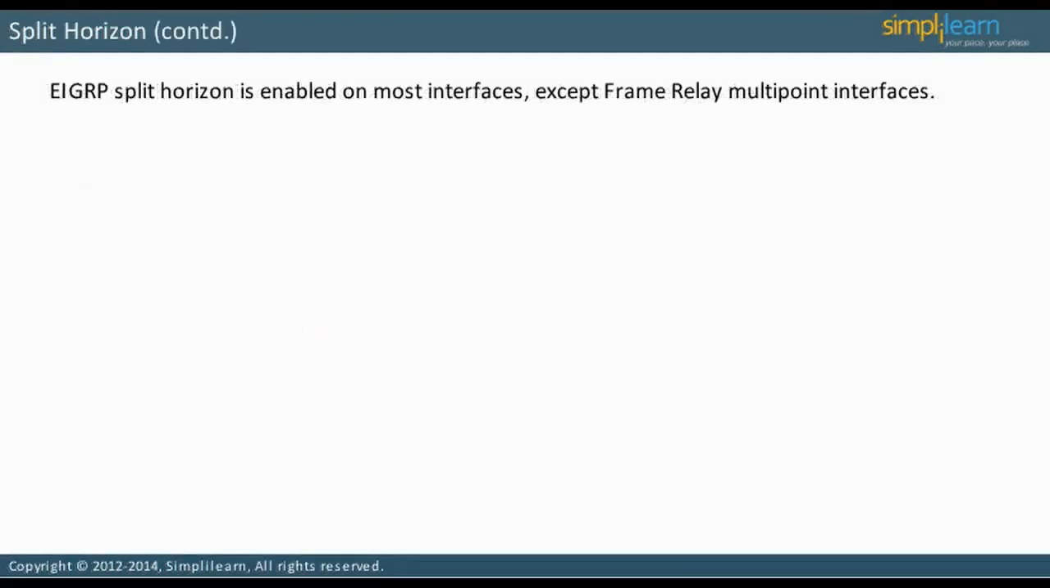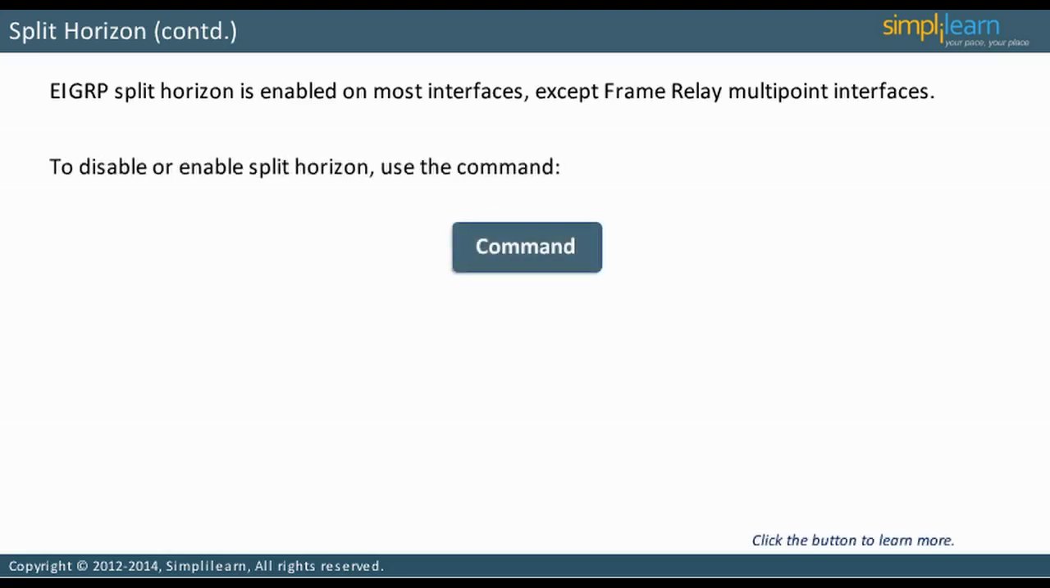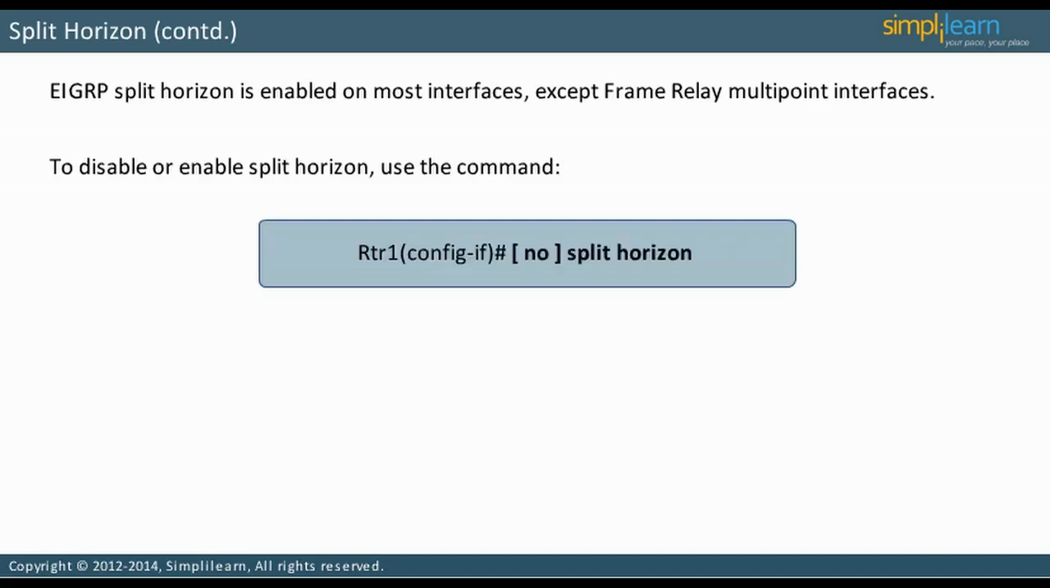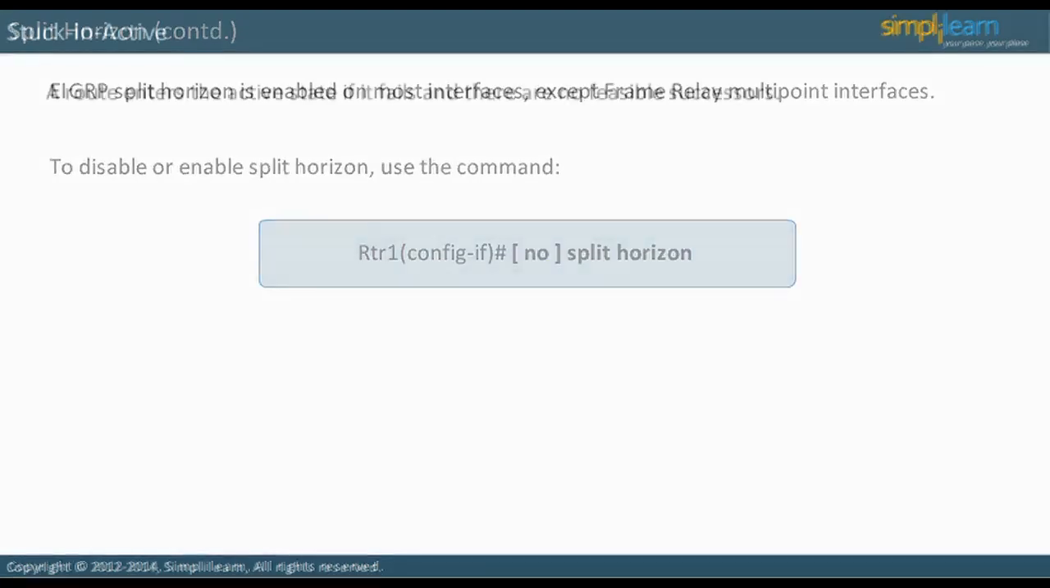By default, EIGRP split horizon is enabled on most interfaces, except frame relay multipoint interfaces. Use the command on the slide to disable or enable split horizon. In the next slide, we will discuss stuck inactive.